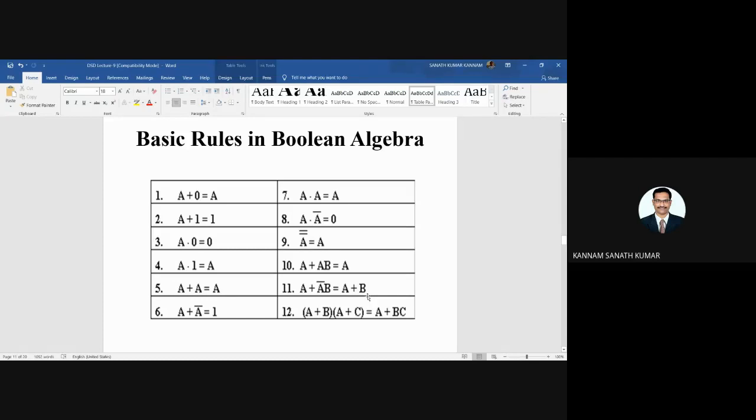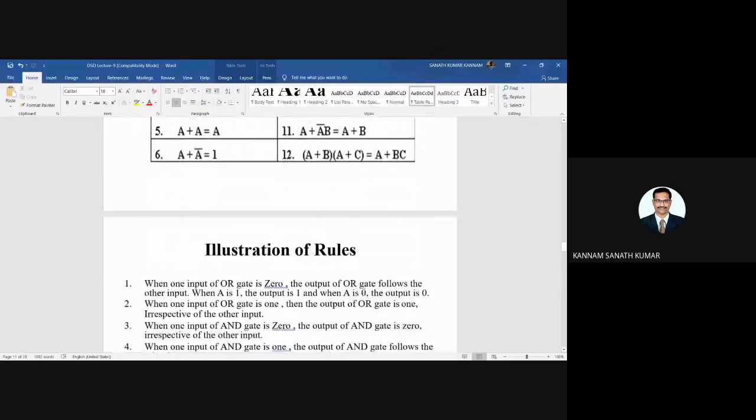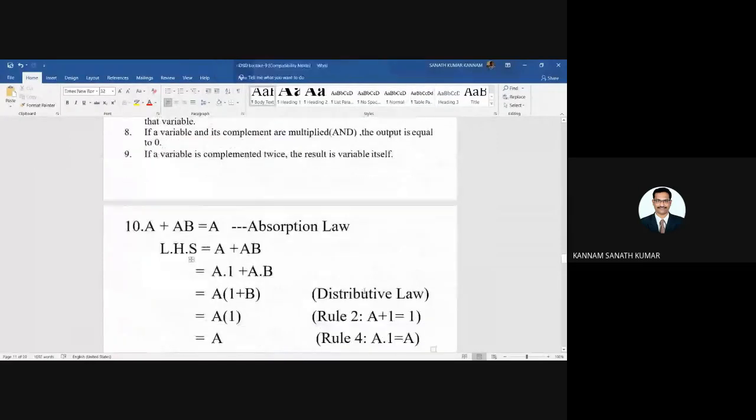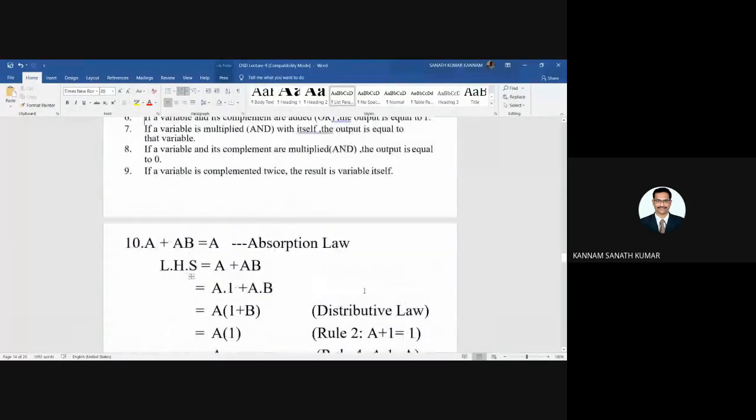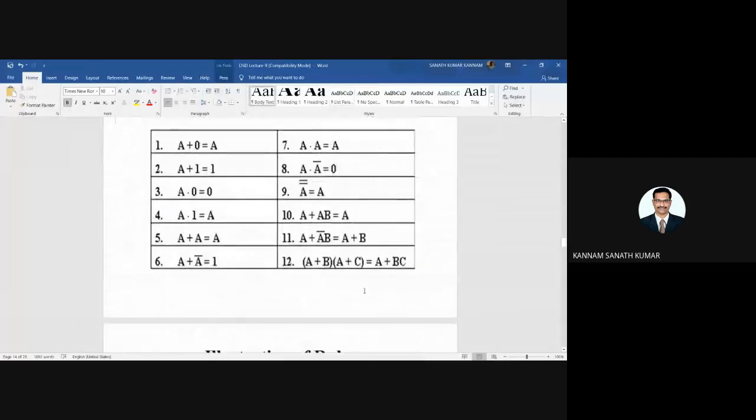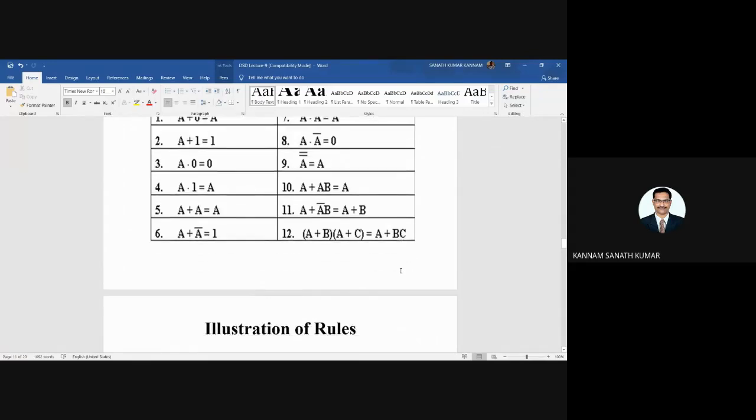A plus B. Okay. So that means here A plus, the true form is there, here the complemented form. So the complemented form will go, and you are getting A plus B. Okay. So A plus AB is nothing but the absorption law, and A plus A bar B is nothing but the redundant literal rule. Okay. RLR. Redundant literal rule. Okay. And A plus B into A plus C equal to what? A plus BC. A plus B into A plus C equal to A plus BC.